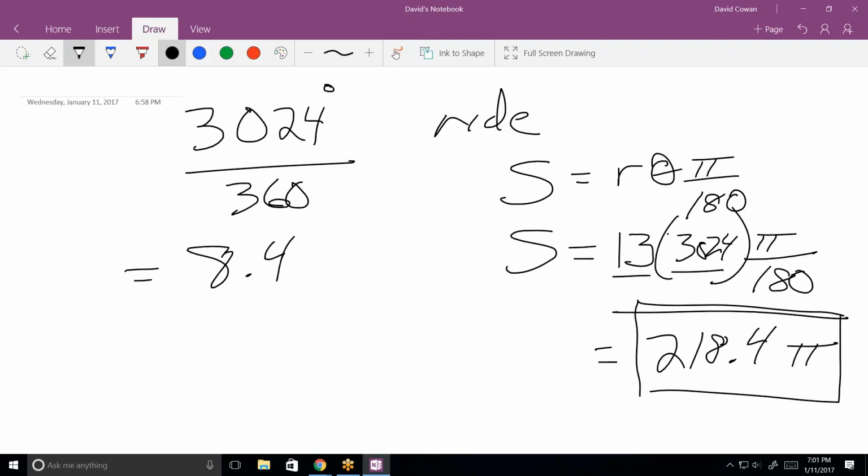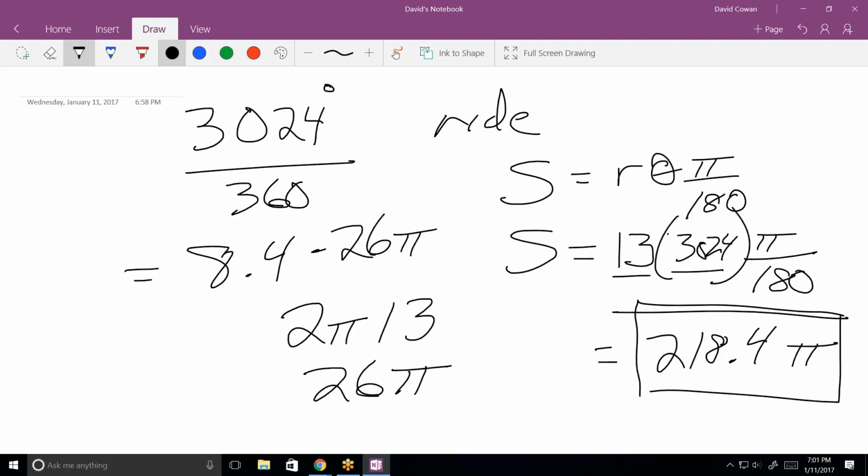Well, each revolution is the circumference of a circle that's 13-foot radius. So he's going 2 pi times the radius, 13, each revolution. So he's going 26 pi. So if I multiply 8.4 revolutions by 26 pi, the distance he covers with each revolution, I get this same answer over here. If you multiply that by that, you'll get 218.4.